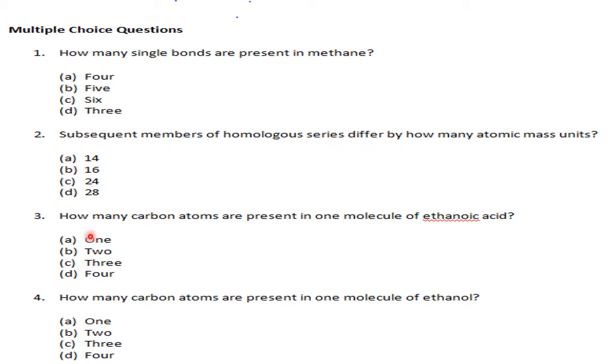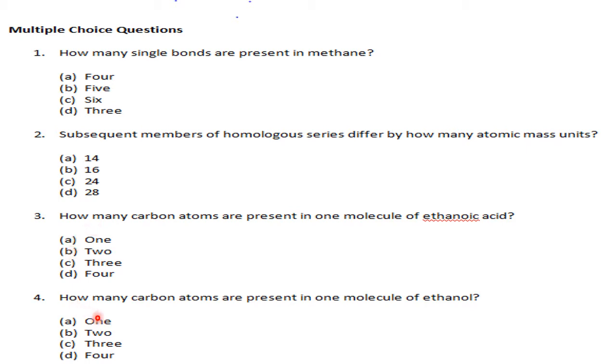A is the option. How many carbon atoms are present in one molecule of ethanoic acid? What is ethanoic acid? It is CH3COOH. Okay, that is ethanoic acid. How many carbon atoms are present in one molecule? CH3COOH. CH3, one C is there. CO, one more C is there. Totally, we have 2 carbon atoms in the one molecule of ethanoic acid. So, answer is 2, B option.